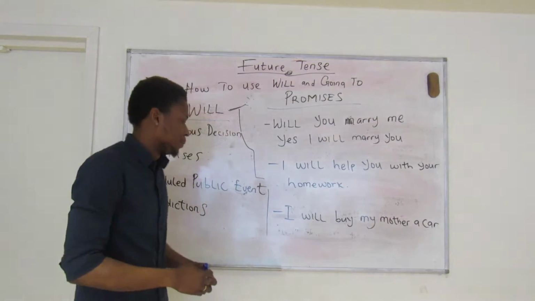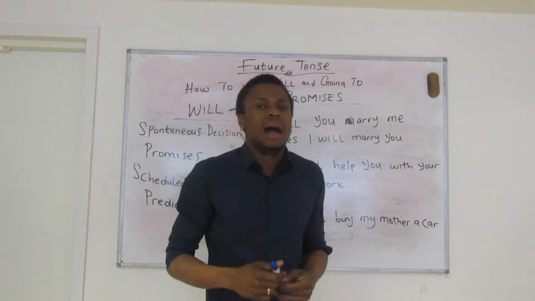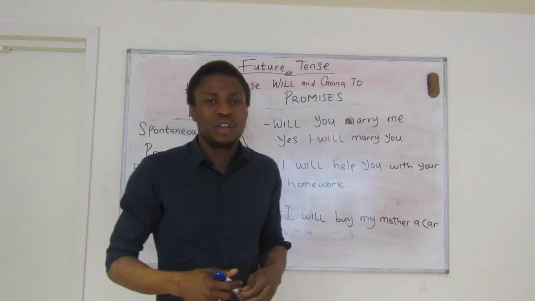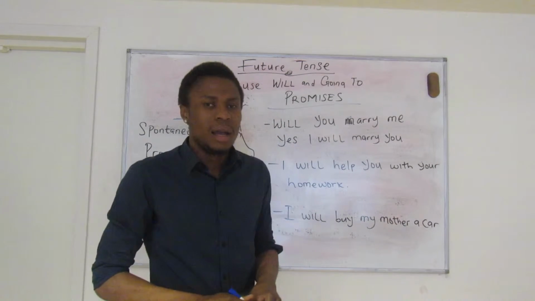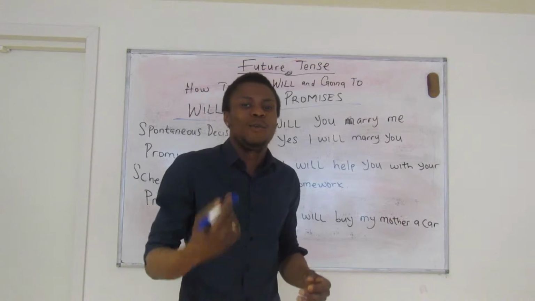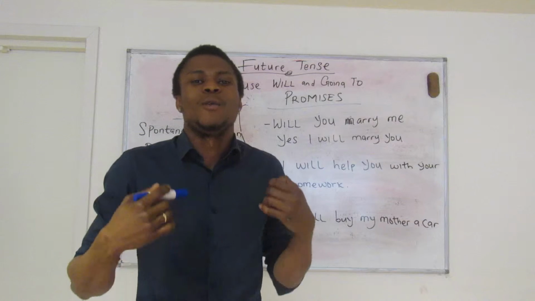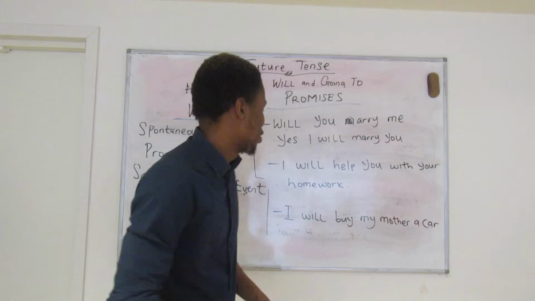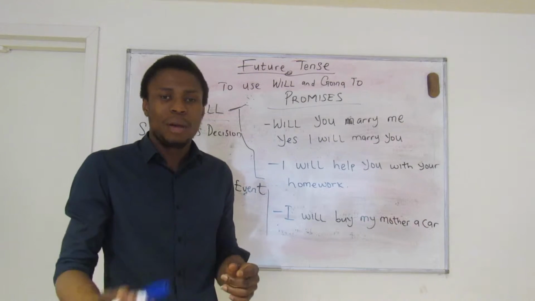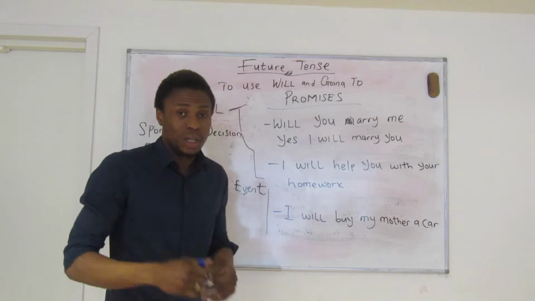The next example. When I was a very young child, I promised my mom something. Because I love my mom so much, I promised her something. I told my mom, "When I grow up, I will buy you a car." It's a promise. I have to use the word will, because I promised my mom I will buy her a car. So just remember that when you promise people, you should always use will. Now we are going to the next one.